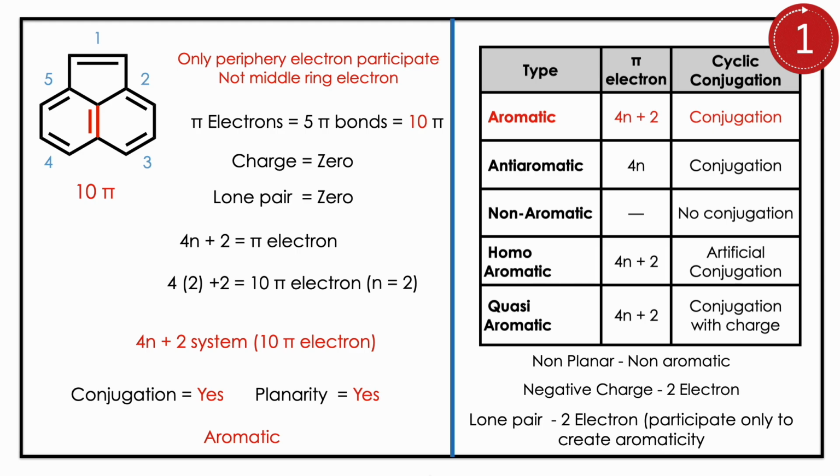If you count the pi bonds, you have 5 pi bonds, which is 10 pi electrons. Charge is 0, lone pair is 0. So it is a 4n plus 2 system with 10 pi electrons, where n equals 2. So it is a 4n plus 2 system, conjugated. Planar means the given compound is aromatic.